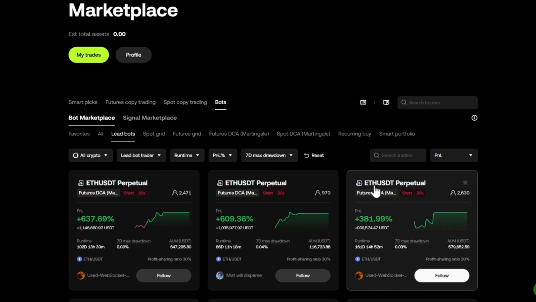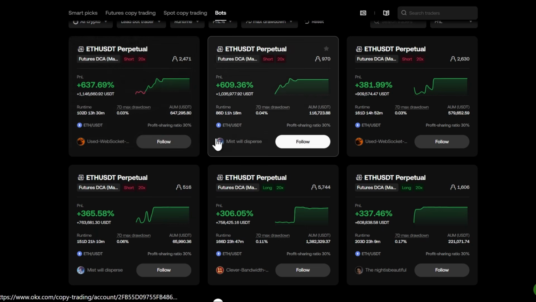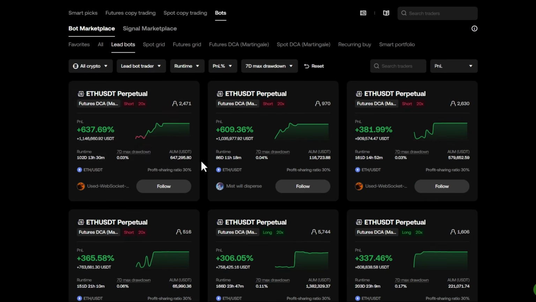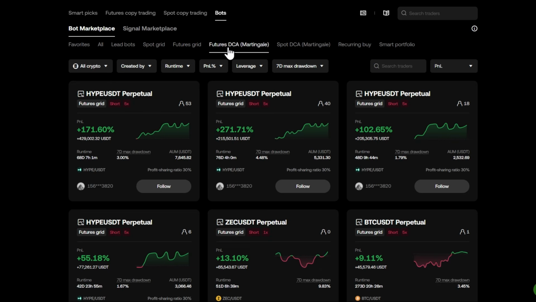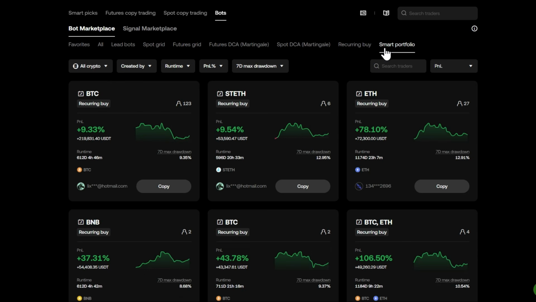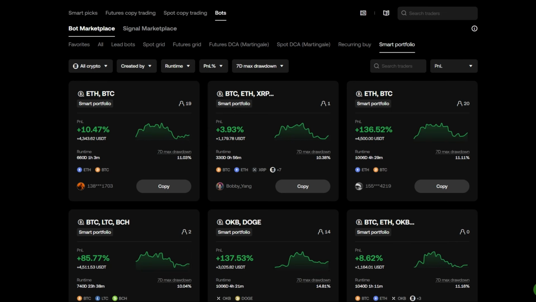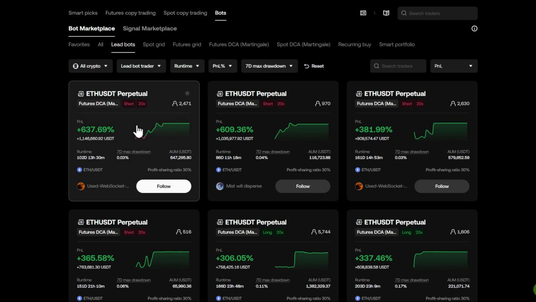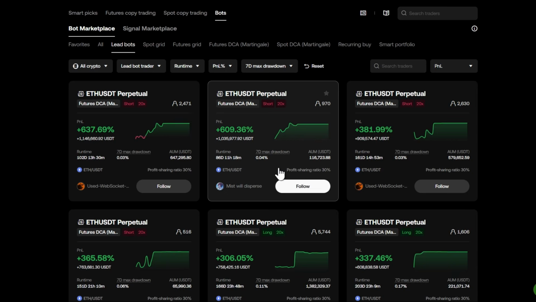The last option is Bots. In here, you can copy trade bots that were developed by users on OKX. You can choose the lead bots: spot grid, futures grid, martingale, recurring buy, and smart portfolio. The lead traders for this are all automated. You can see what kind of trades they are taking, if it's long or short, and the leverage. You can see the runtime of the bot, drawdown, and assets under management. You can also see the profit sharing ratio.